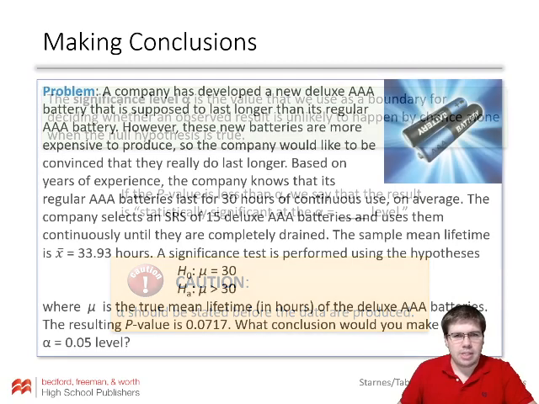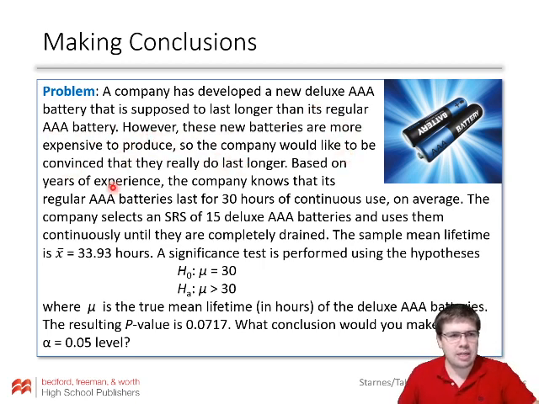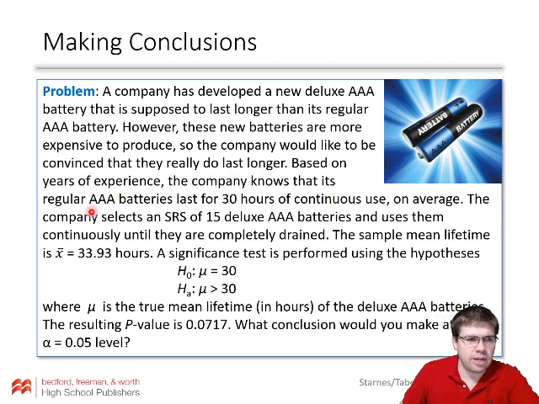All right, so one more example problem here. A company has developed a new deluxe AAA battery that is supposed to last longer than its regular AAA battery. However, these new batteries are more expensive to produce, so the company would like to be convinced that they really do last longer. Based on years of experience, the company knows that its regular AAA batteries last for 30 hours of continuous use, on average. The company selects an SRS of 15 deluxe AAA batteries and uses them continuously until completely drained. The sample mean lifetime is 33.93 hours. A significance test is performed using the hypotheses.